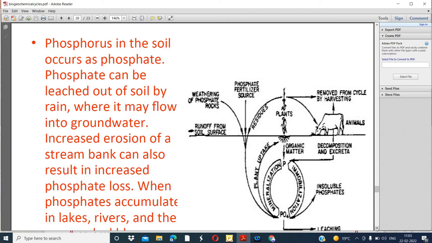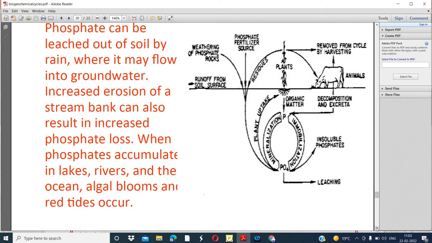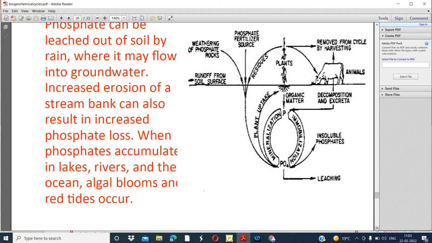Phosphorus in the soil occurs as phosphate. So bioleaching is done by the bacteria and rain. So during the rainfall it happens. It may also flow into the groundwater, and the increased erosion of a stream bank can also result in increased phosphate loss. So when phosphate accumulates in the lake, river and the ocean, algal blooms and red tides occur.